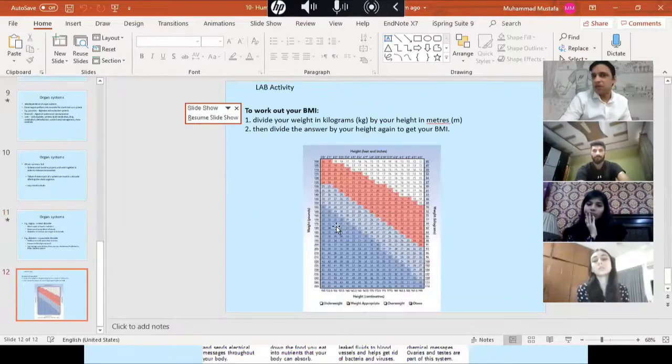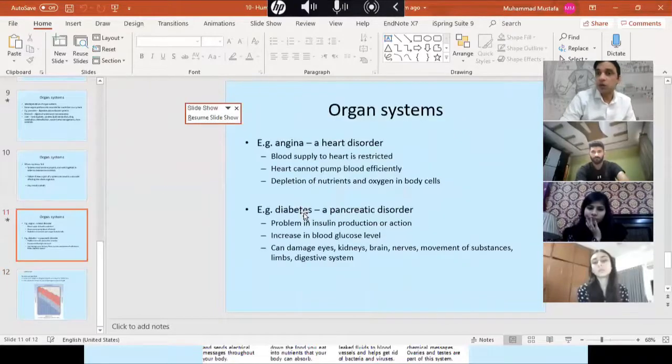And then the BMI stuff, I will be talking about that during our lab assignments. Okay, so this is it for the body systems.